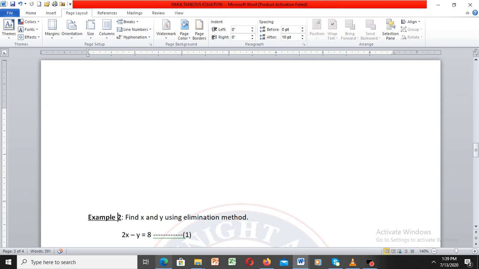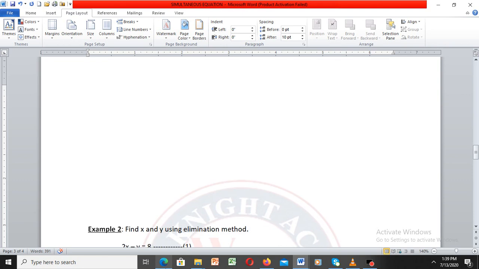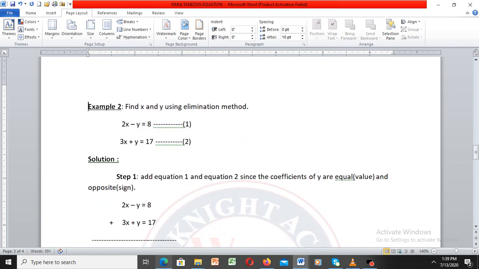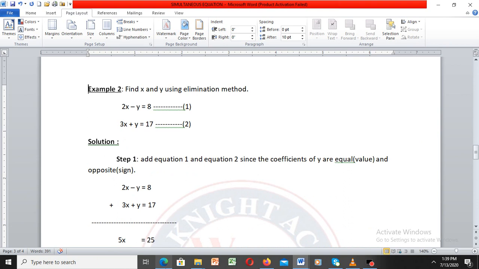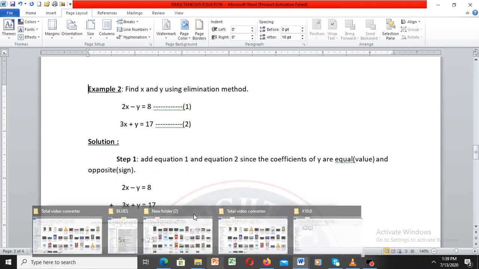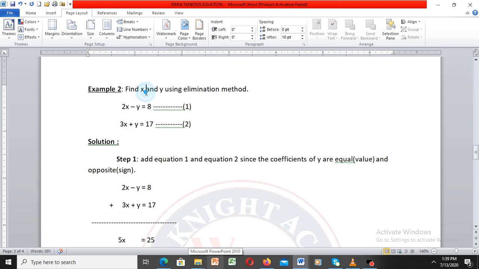Okay, and then let's go to example 2. Example 2 says, find the value of x and y using elimination method. So the question says 2x minus y is equal to 8. That's equation 1. 3x plus y is equal to 17.